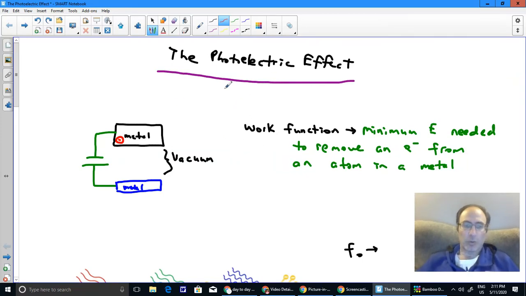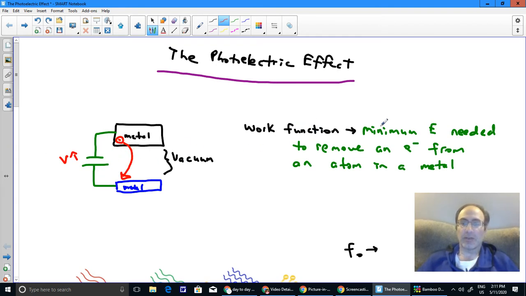All right, let's talk about the photoelectric effect. If I have a sample of a metal and I hook it up to a battery and I have another metal electrode here, the vacuum in between, if I start cranking up the voltage or potential difference, eventually I can actually get an electron to pop off and move here just by applying a potential difference.